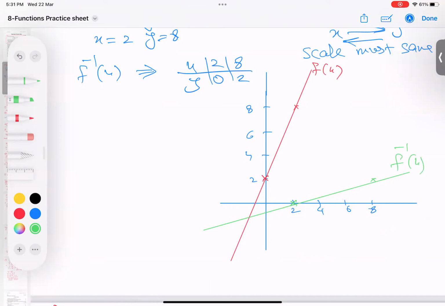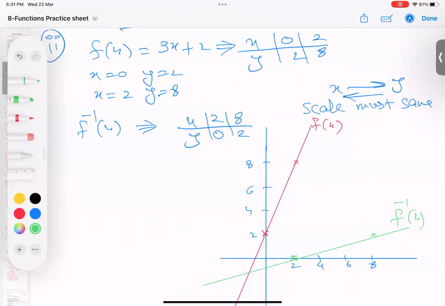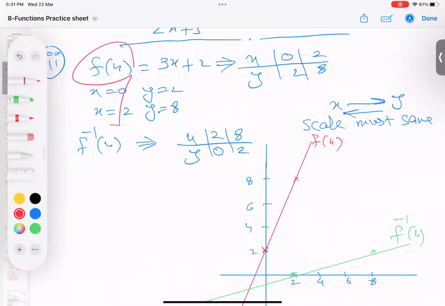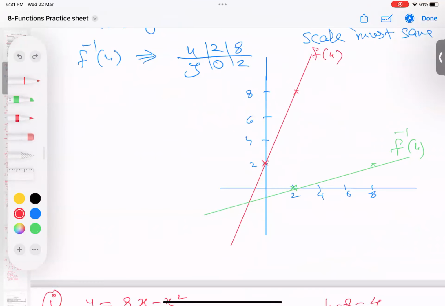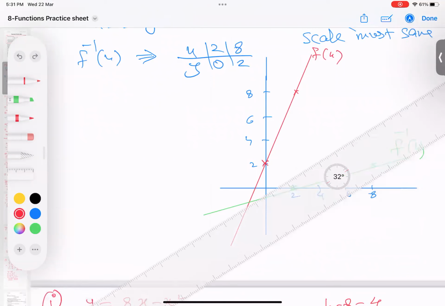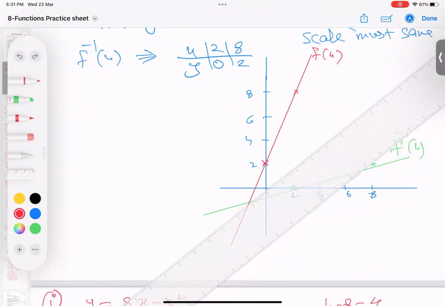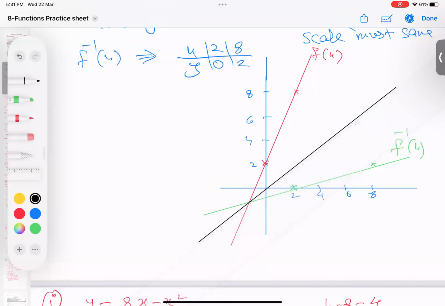And for your knowledge, I want to tell you one thing. Whenever we have a function and its inverse function together, they are reflections of each other. The mirror line is y equal to x. Look, I'm going to show you. I show you the black color line, this line. I drew this line and I'm writing it now: y equals x.